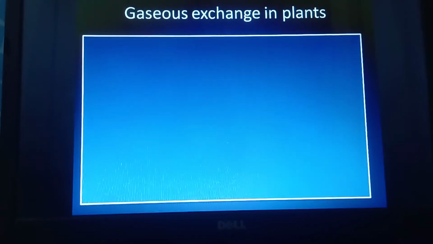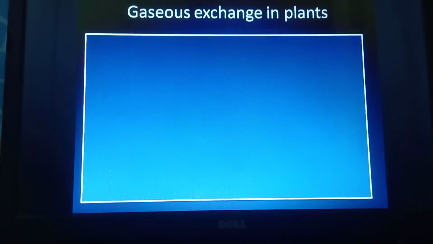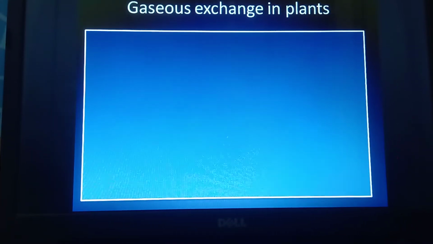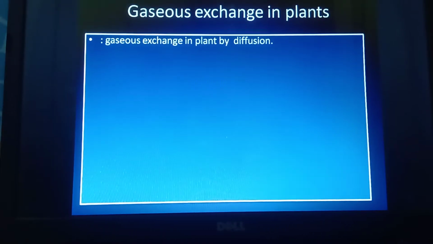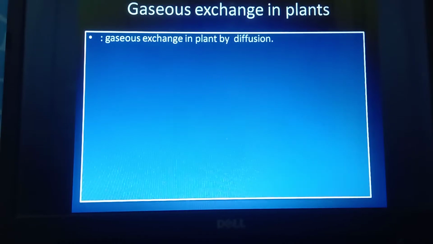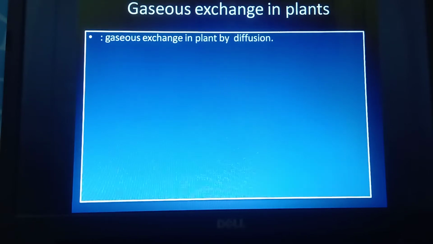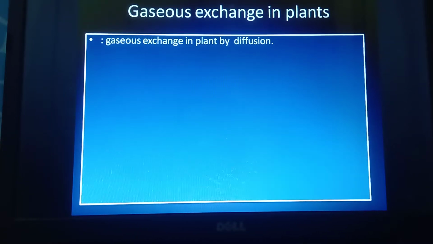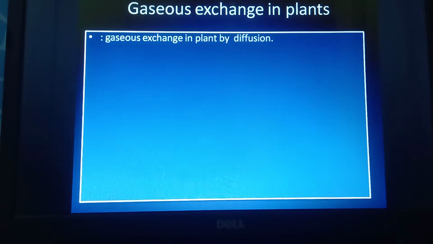Gaseous exchange in plants. Up to the last lecture, we have discussed the respiratory surface. The next topic is gaseous exchange in the case of a plant. Here you can observe that gaseous exchange in the plant takes place by the process of diffusion. Previously we discussed that diffusion is the movement of ions, molecules, and particles from their higher concentration towards the lower concentration.